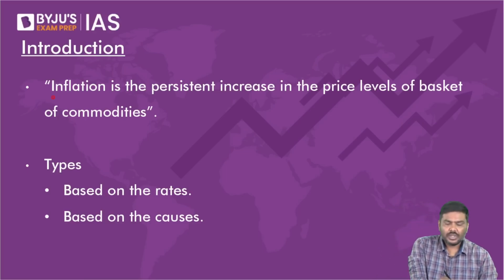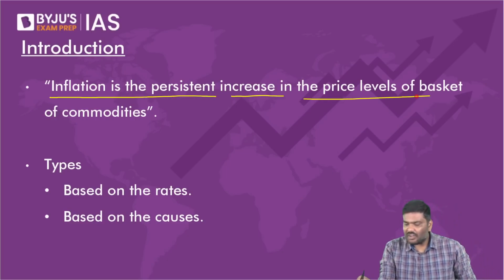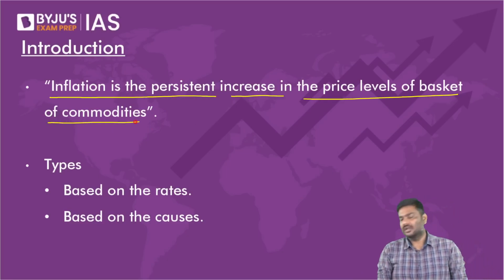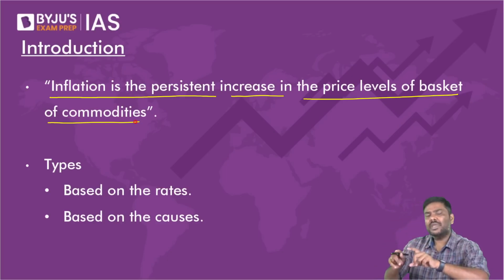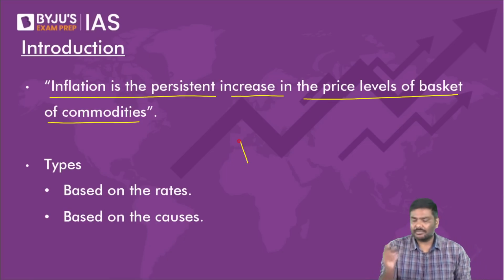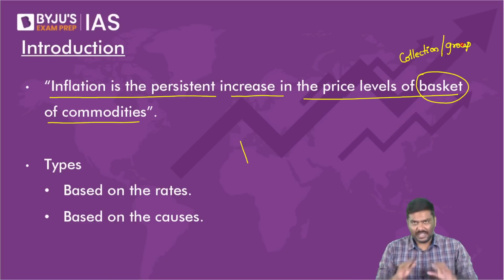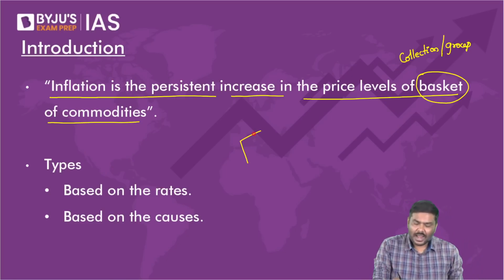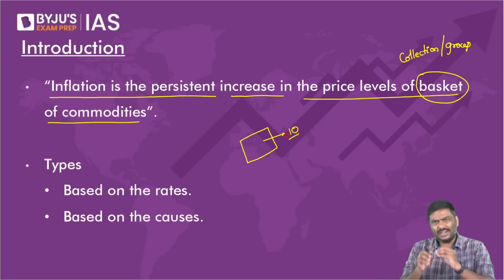Now, what is the definition? Inflation is the persistent increase in the price level of a basket of commodities. Inflation is nothing but a continuous increase in the price that we are paying for a basket of commodities. Many of you ask me, sir, what do you mean by basket? Basket simply means a collection or a group. Let's imagine there is a basket of commodities, and in this basket there are 10 goods.